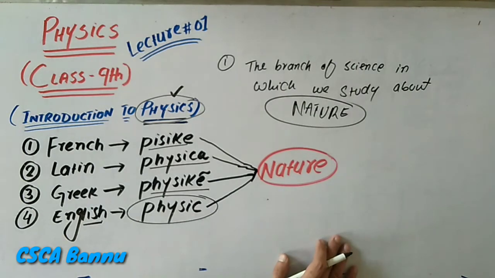In the next lecture we will discuss 6 other definitions of physics, and we will discuss your book definition: physics is the branch of science in which we study about matter and energy and their mutual relationship. And inshallah we will add 2 pillars: the branch of science in which we study about matter, energy, time and space. Now I hope you will be clear.